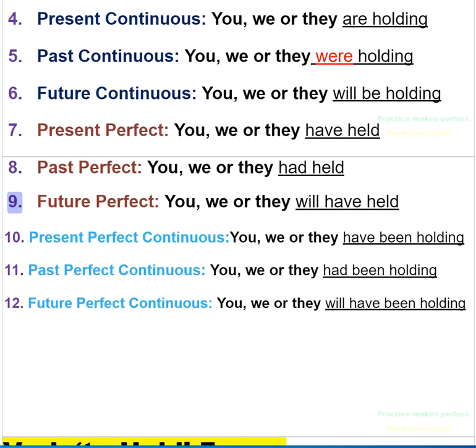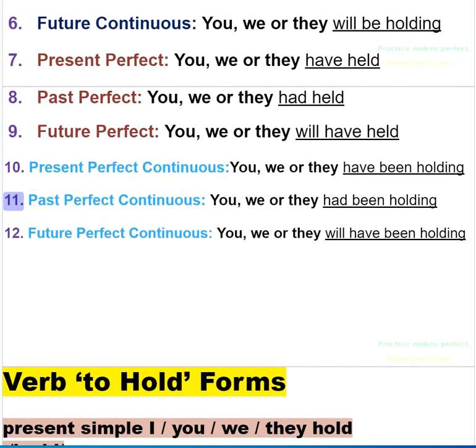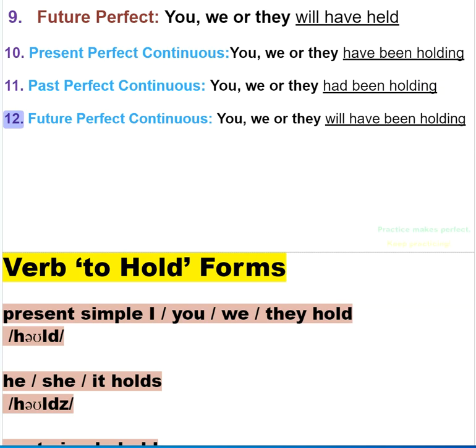9. Future perfect, you, we or they will have held. 10. Present perfect continuous, you, we or they have been holding. 11. Past perfect continuous, you, we or they had been holding. 12. Future perfect continuous, you, we or they will have been holding.